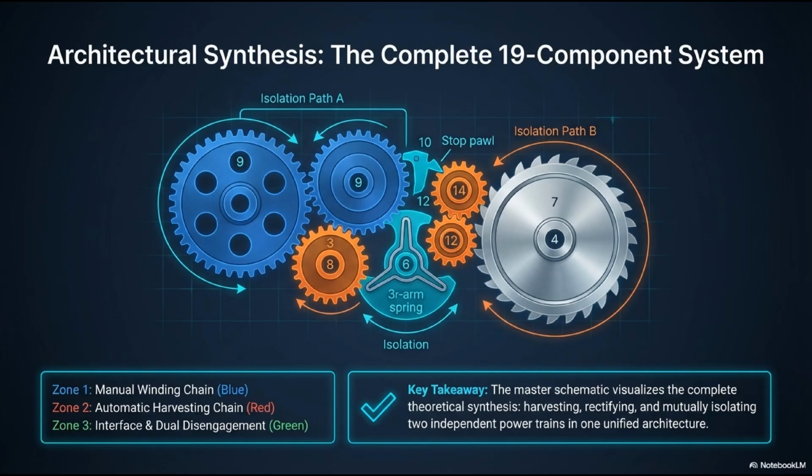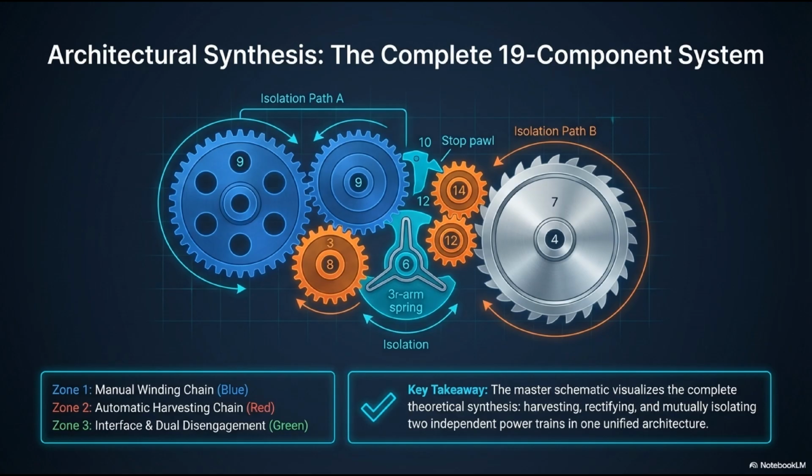Let's pull everything together into an architectural synthesis, the complete 19-component system. This master schematic visualizes how all the pieces we've discussed interact in a unified architecture. Look at the color coding. Zone 1 in blue is the manual winding chain. Zone 2 in red is the automatic harvesting chain. Zone 3 in green represents the interface and dual disengagement mechanisms.